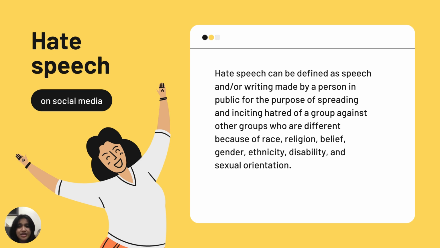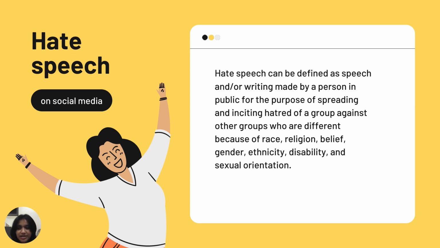Hate speech is a prohibited word, behavior, writing, or performance under the law because it can incite acts of violence and prejudice on the part of the perpetrator. The victim of the action could suffer violence from the hate speech.